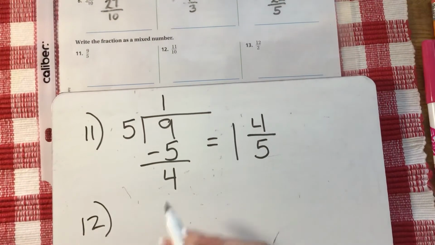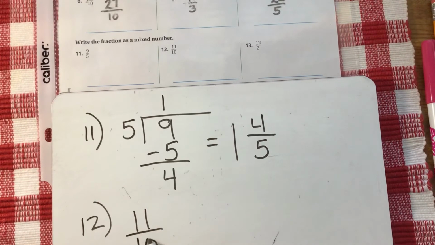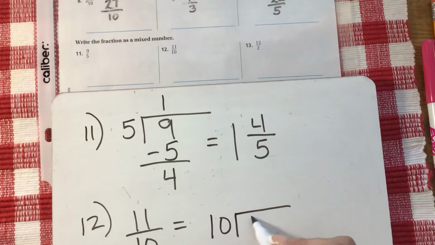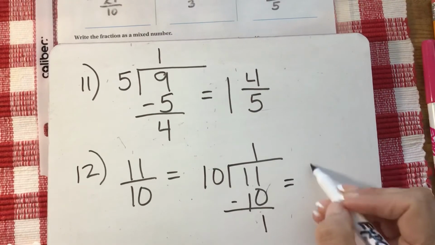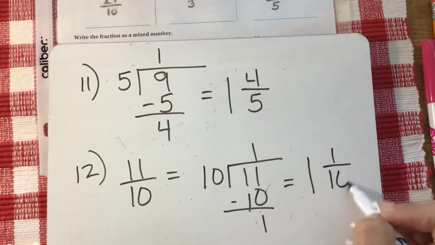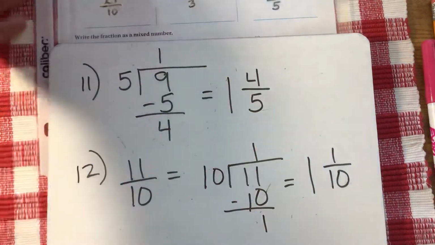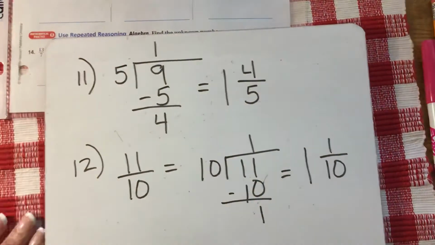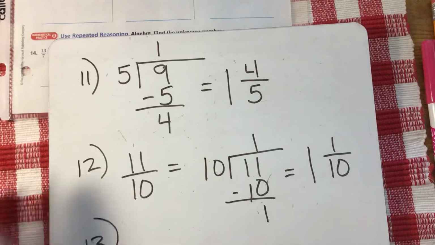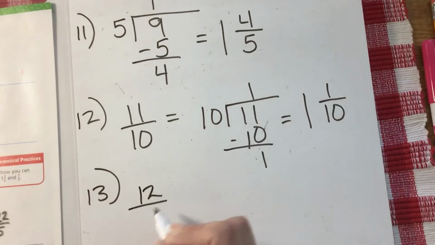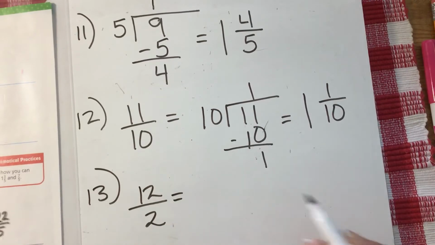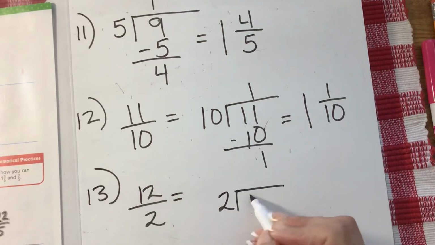12, 11/10. Oh, I didn't write the fraction up there. Sorry. Oh, well. Okay, so 10 divided into 11. One time. 10. Subtract. My new mixed number is going to be 1 1/10. And for 13, finally, 12/2. I'm going to change that to a division problem.